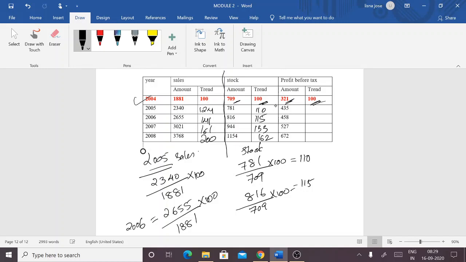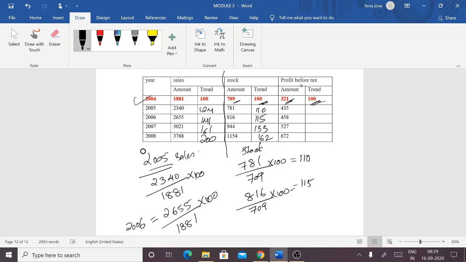When you analyze this, you can see that it keeps on increasing, but coming to 2008, a remarkable increase happened. In 2007 it was 133, and from that it increased to 162. So there is a huge increase in the stock position of the company.